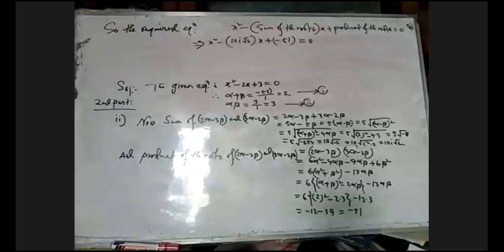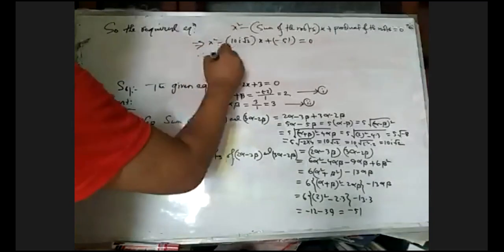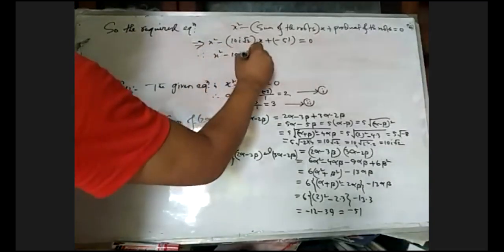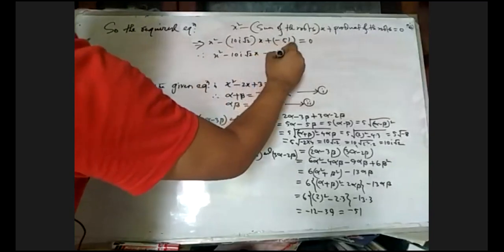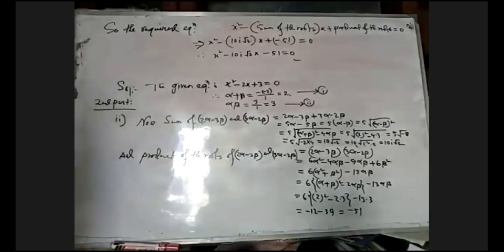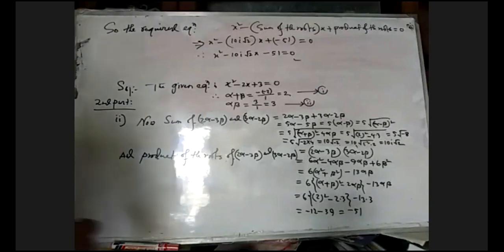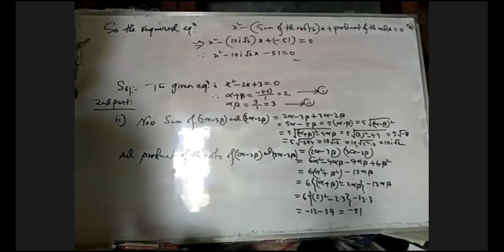Okay. So the required equation is therefore x square minus 10 root 2 into x minus 51 equals to 0. This is the solution of the second part. Okay, now the third part.